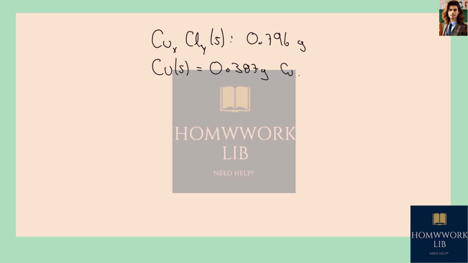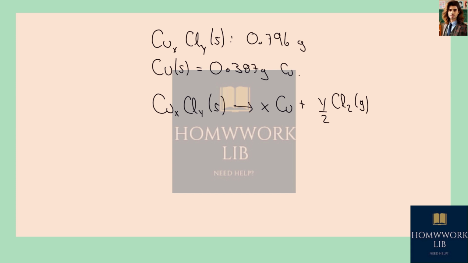So in order to do this, let's remember that whenever we do the decomposition of this compound, this is going to produce X moles of copper plus Y over 2 moles of Cl2 as a gas. Correct? So if we know the amount of copper that we had initially in the amount of moles, we are going to be able to determine the value for Y.